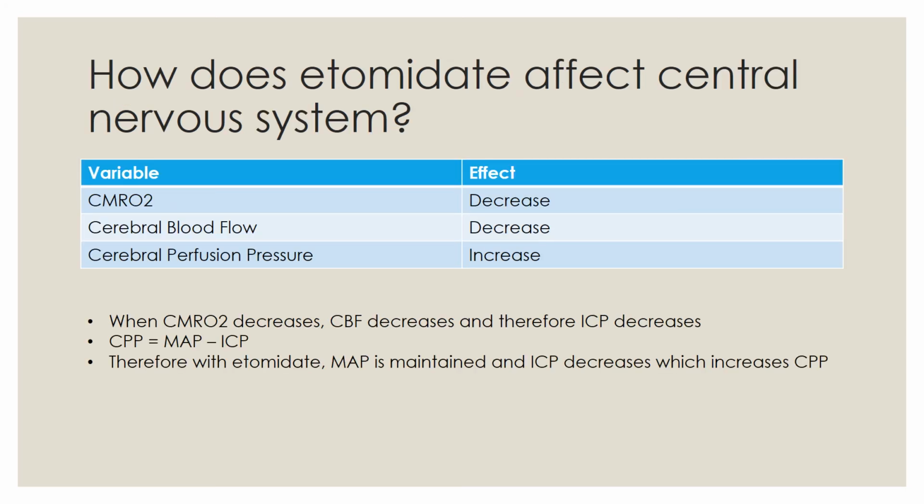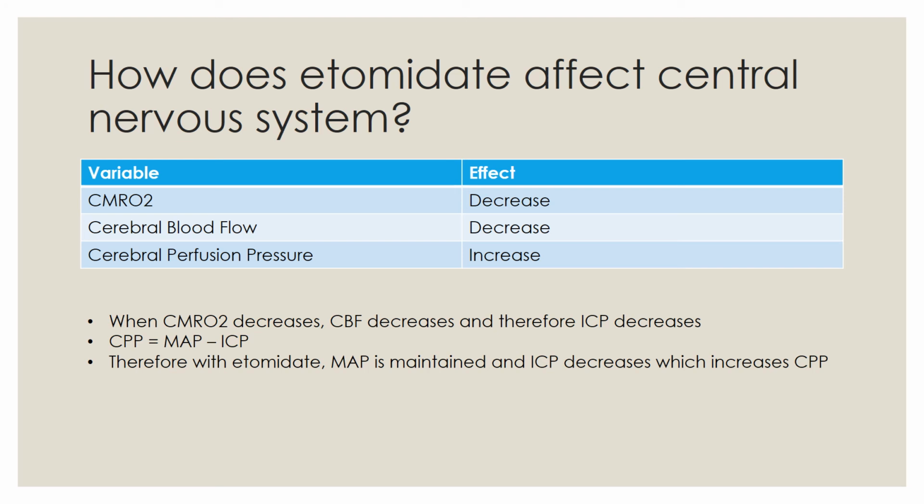So there's a question here about how etomidate affects the central nervous system and a few variables in particular. So CMRO2, or cerebral metabolic oxygen consumption, will decrease with a dose of etomidate. And this makes sense. The brain goes to sleep and uses less oxygen. Because of this, the cerebral blood flow will decrease as well.